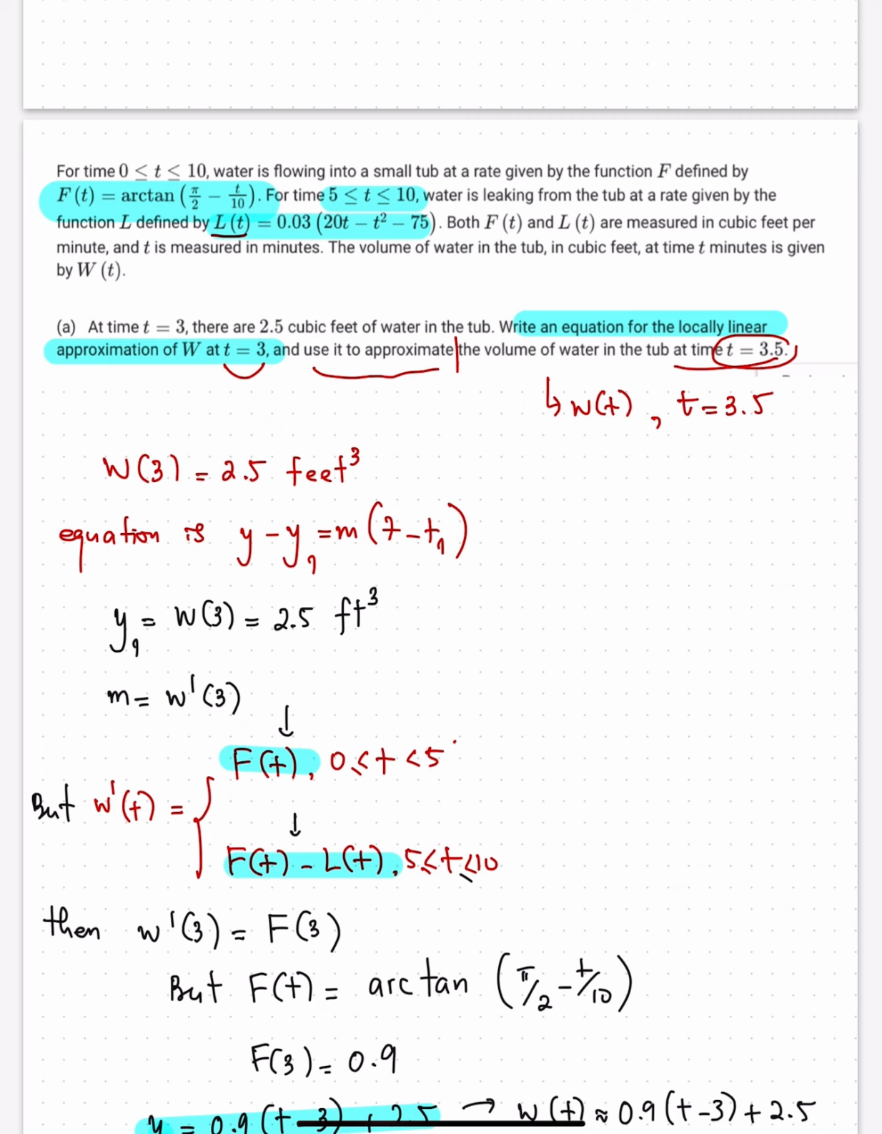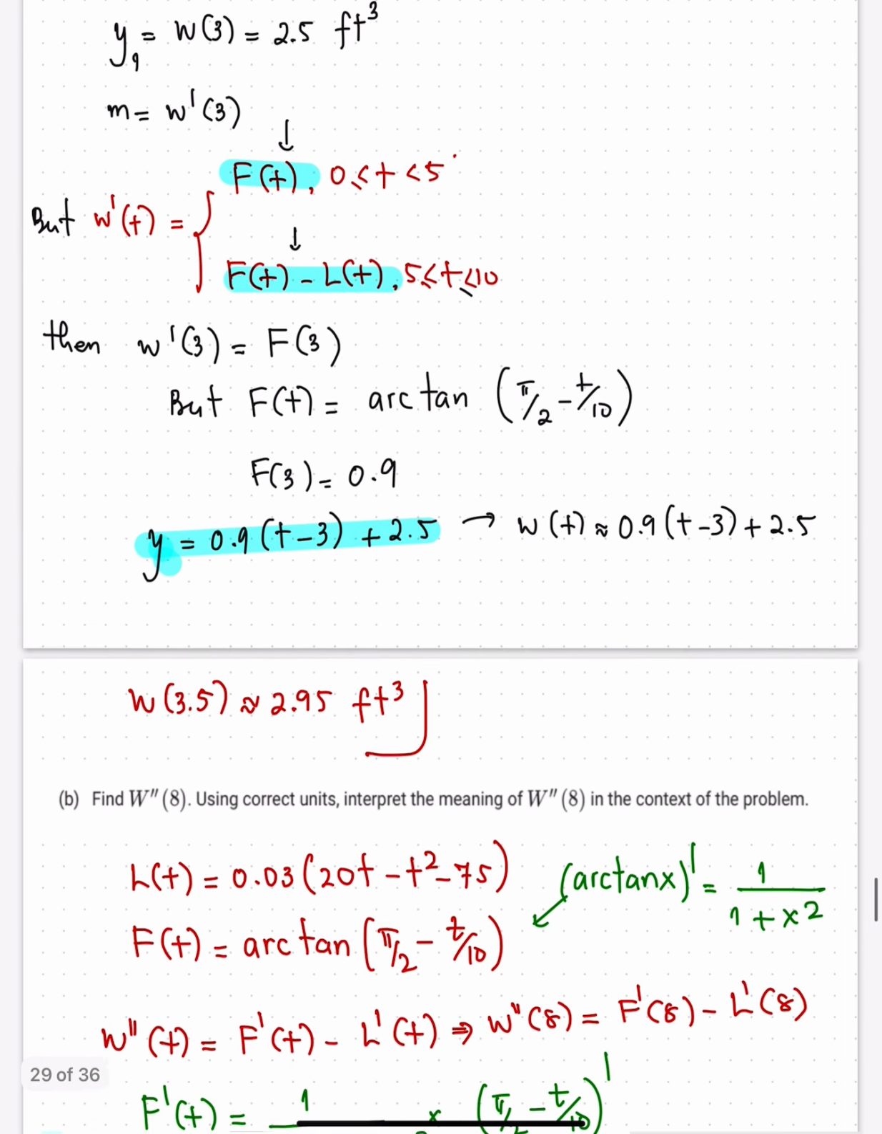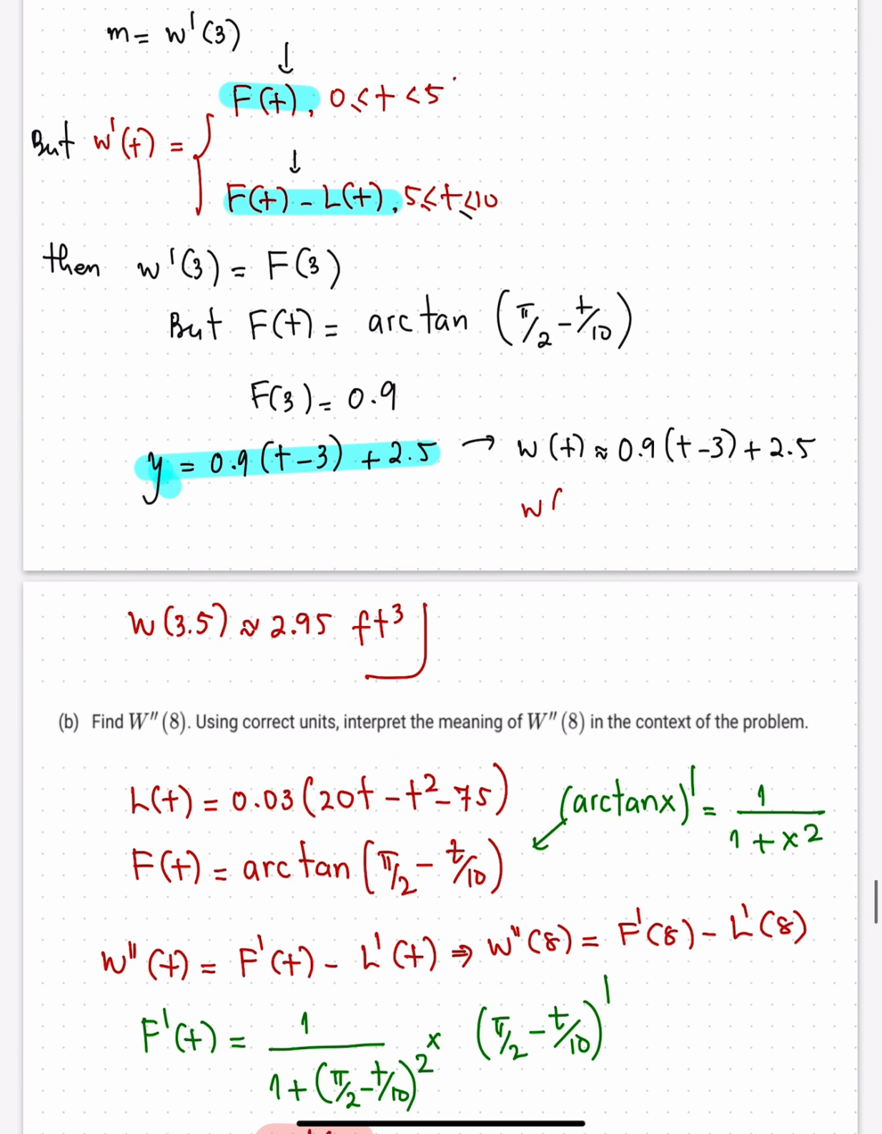But in this case, they want you to use the local linear approximation. So we can just substitute 3.5 here. That will be equal to 2.95, the approximation, so we have to use this. So this is the answer for our question.